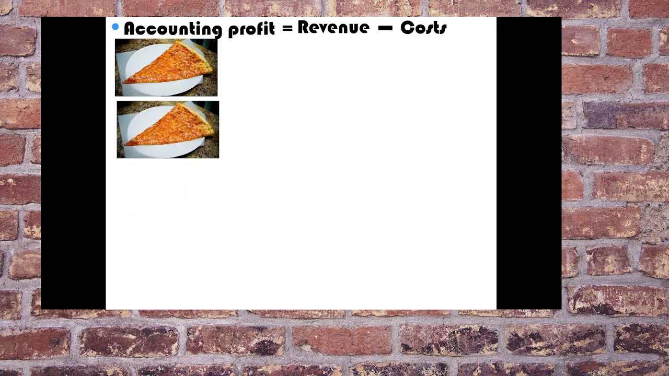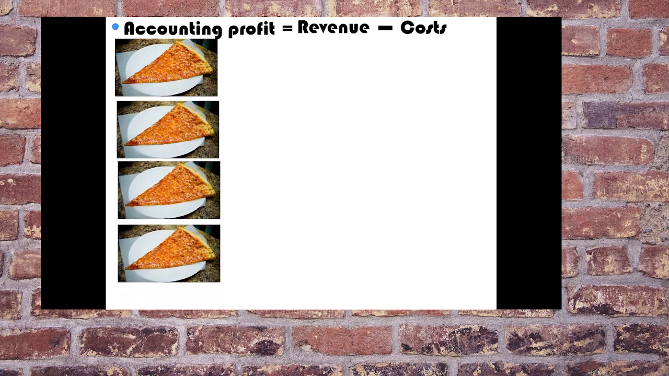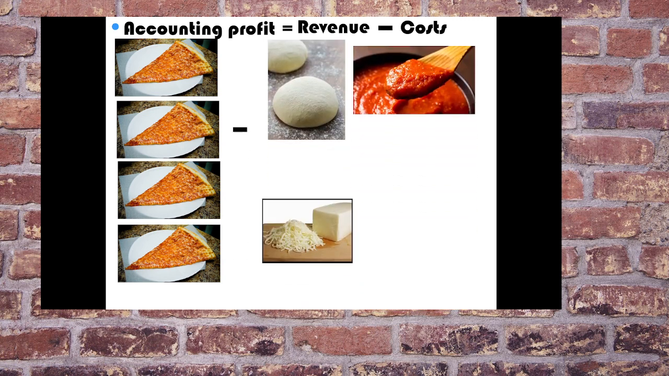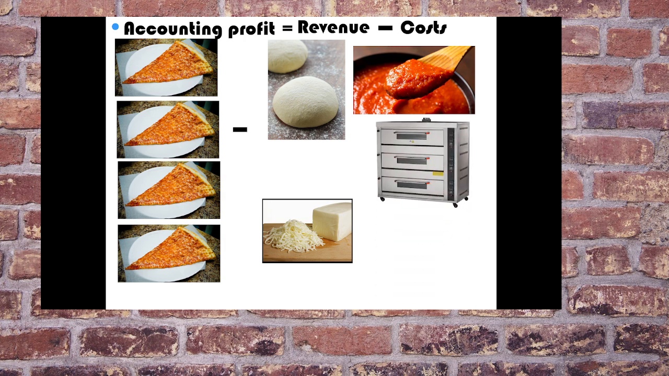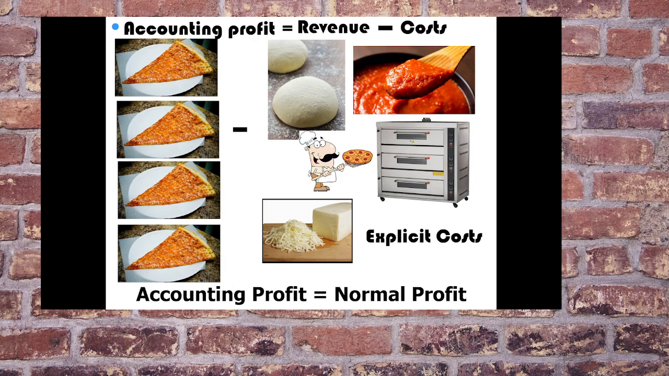We have accounting profit, which is equal to revenue minus cost. So I want you to look at this. We have 4 slices of pizza. That's my revenue coming in. I have to pay for the dough, the sauce, the cheese, the capital. Oh, look at that guy. That's my explicit cost. That's what the accountant is looking at. This is all he's looking at. He calls that a normal profit. Okay, that is an accountant.